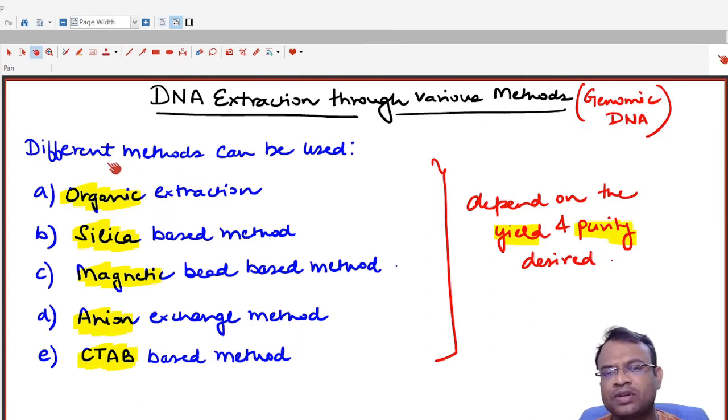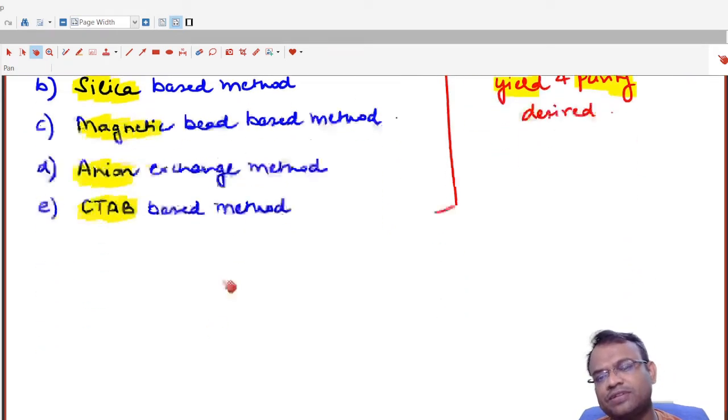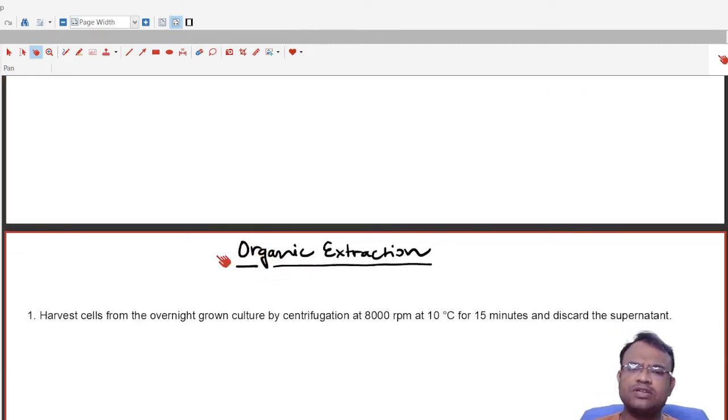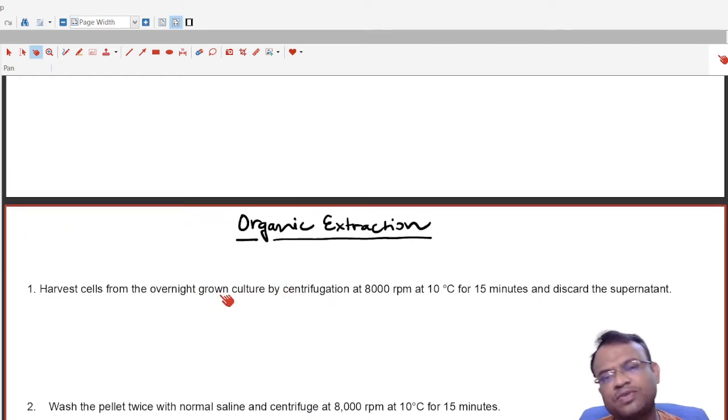This is the most common method, mostly used in labs nowadays. This is the organic extraction method, and I will be telling you about it with the help of a protocol, because many students ask what is the proper protocol for DNA extraction. I would also be telling you about the uses of the different chemicals that are involved.